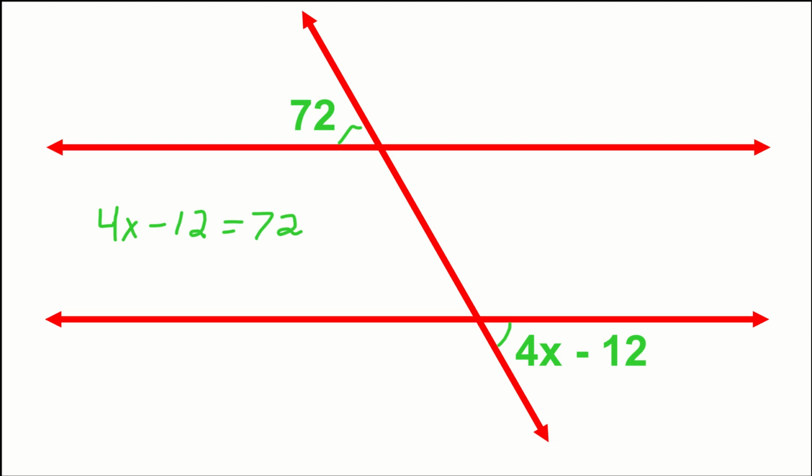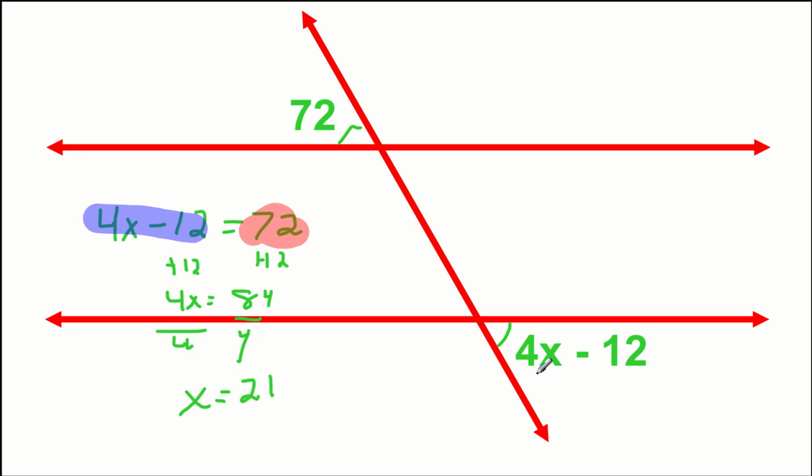If you're using Desmos, you put this into 2 equations. That's one line on Desmos. The other side is going to go on the other line. Remember, when it's just a number, you need to put y equals, right? If we're going to solve this without Desmos, we just solve by doing opposite. So I would add 12 to each side. So I got 4x equals 84. I divide by 4. I got x equals 21. Okay? Any questions on that one?